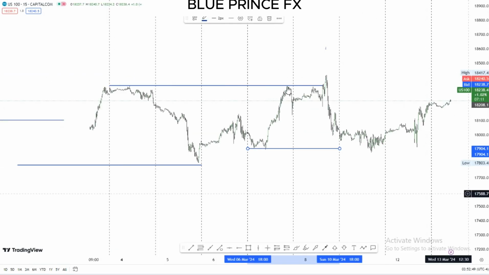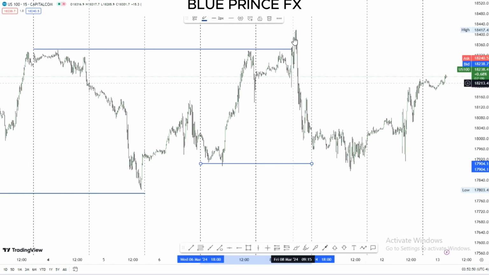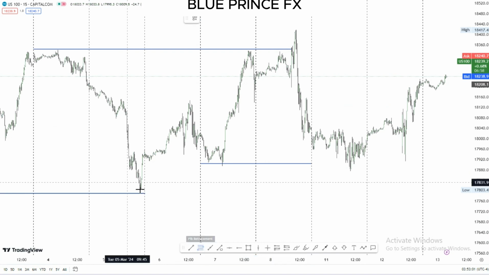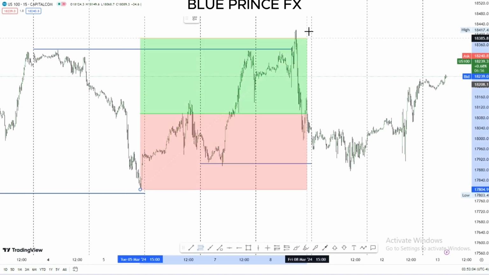So now what do we do? We wait for the market to take out this high on the daily time frame, then come and take out this internal liquidity on the daily time frame. So this internal liquidity will be somewhere in a discounted area. So if you look at this low here, this is the daily low and this is the daily high.